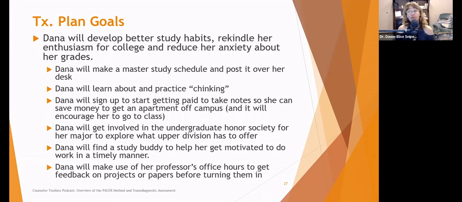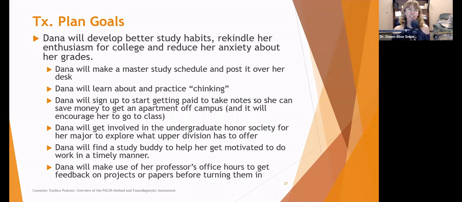Dana will make use of her professor's office hours to get feedback on projects or papers before turning them in. Being a former professor, I used to get so frustrated. We had to have office hours and people wouldn't come. And I'm like, if you want feedback, I'm here. I have to be here. You might as well make use of the time.